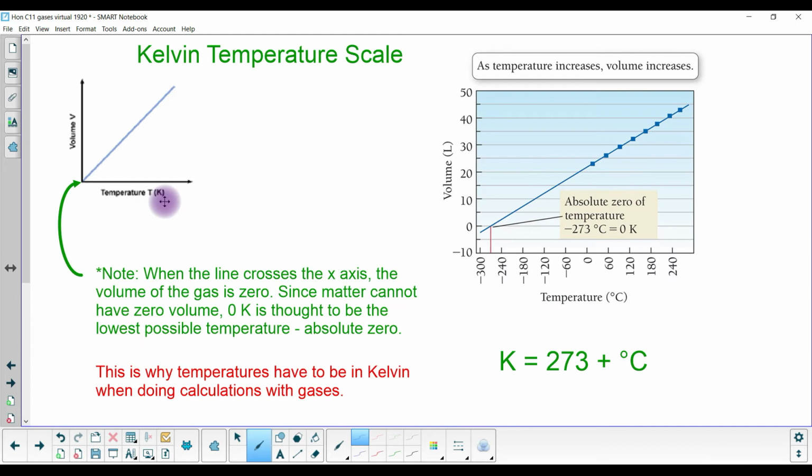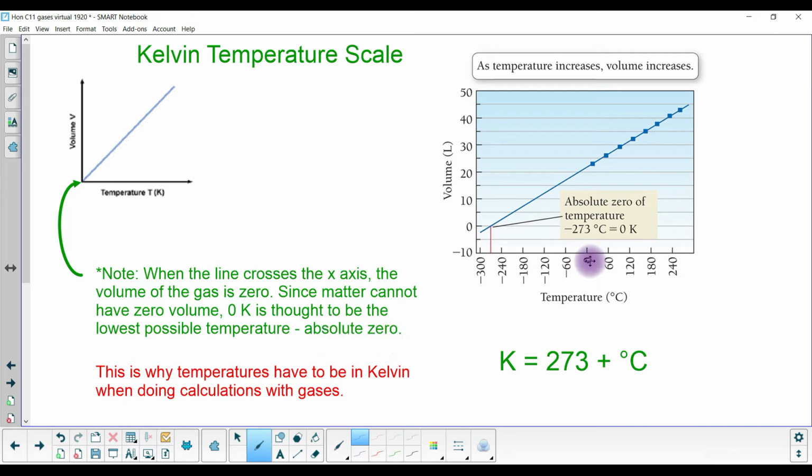This graph of temperature versus volume shows the direct relationship. Looking at this graph, you would assume that when we get to the origin, the volume of the gas is 0. This cannot happen, and so 0 Kelvin is thought to be the lowest possible temperature, which is absolute 0.